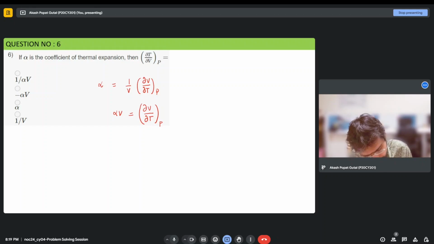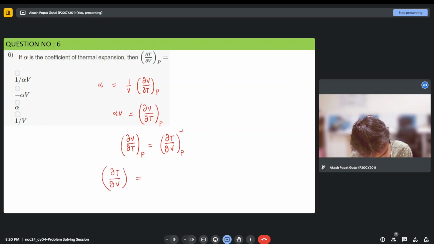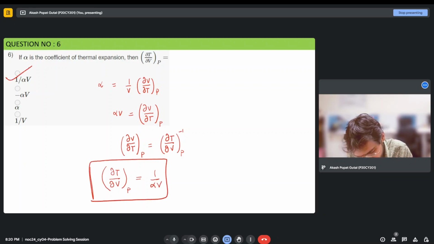And we know there is a relation. We can use del V by del T at constant pressure, it's nothing but the inverse of del T by del V at constant pressure. And if you use that, then you will get del T by del V at constant pressure is nothing but 1 upon alpha. So the option must be option number A.